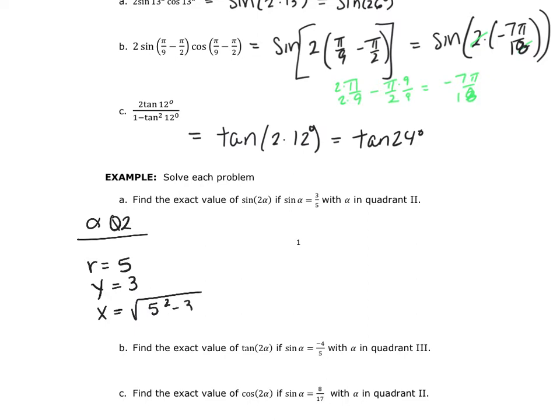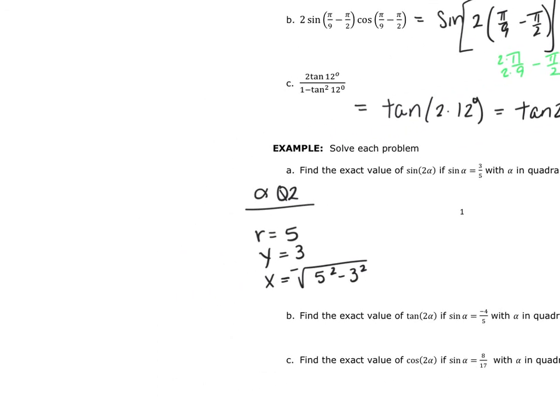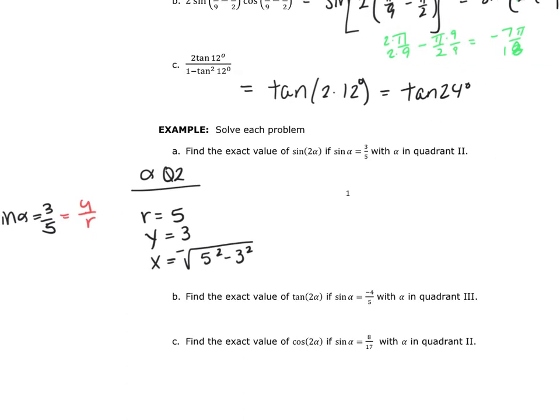So 5 squared minus 3 squared, and it's going to be negative because we're in quadrant number 2. Now, just as a reminder, where did I get all this information? Well, the sine of my angle is 3 over 5. This is the y value over the r value. That's where I got the r and the y. The fact we're in quadrant number 2 means my x value has to be negative.